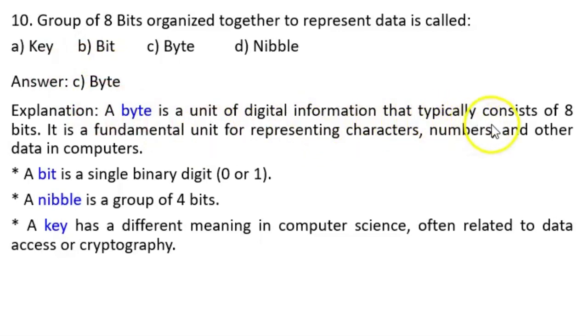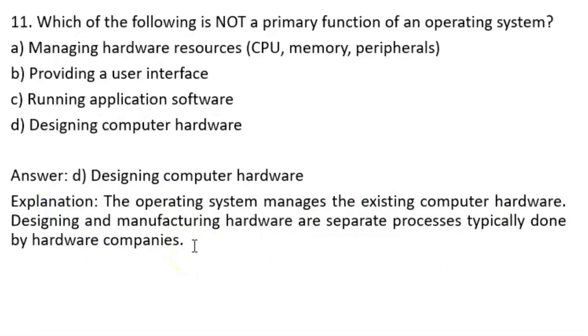A byte is a unit of digital information that typically consists of 8 bits. It is a fundamental unit for representing characters, numbers, and other data in computers. A bit is a single binary digit, 0 or 1. A nibble is a group of 4 bits. A key has a different meaning in computer science, often related to data access or cryptography.